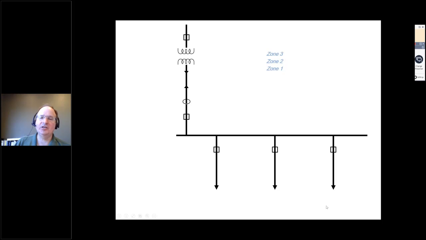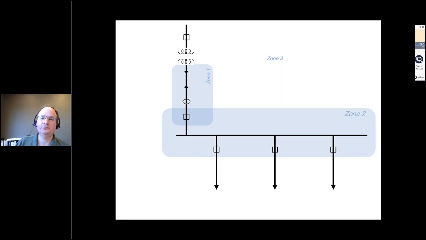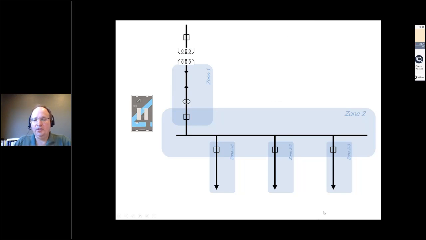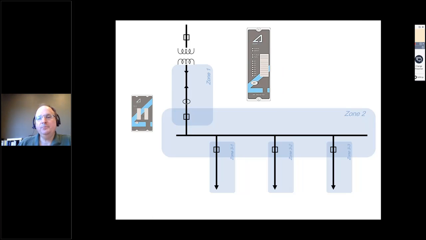And we're going to divide this into 3 different zones. There's zone 1 around the secondary main. Here's zone 2, the main bus of the switchgear. And then zone 3, the feeder breakers. I'm going to position an arc flash relay. That's the brains of the system.